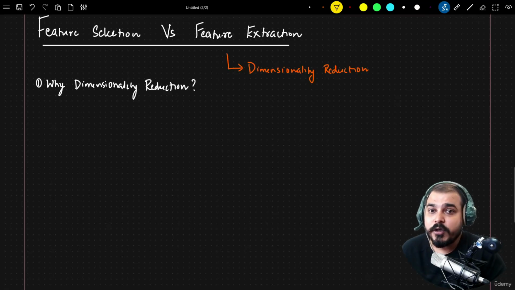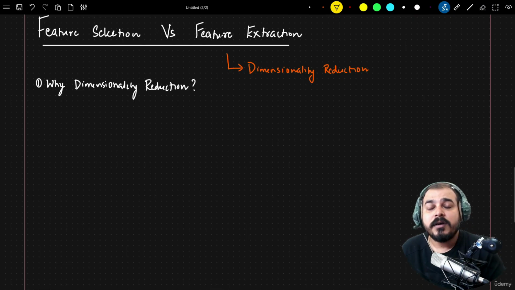In this section, we are going to discuss the differences between feature selection versus feature extraction. And these techniques, as you all know, are used in dimensionality reduction, which actually helps us to reduce the number of features or to extract some important features from the older features that we already have. Now, before we go ahead and understand this, we really need to understand why we should perform dimensionality reduction.